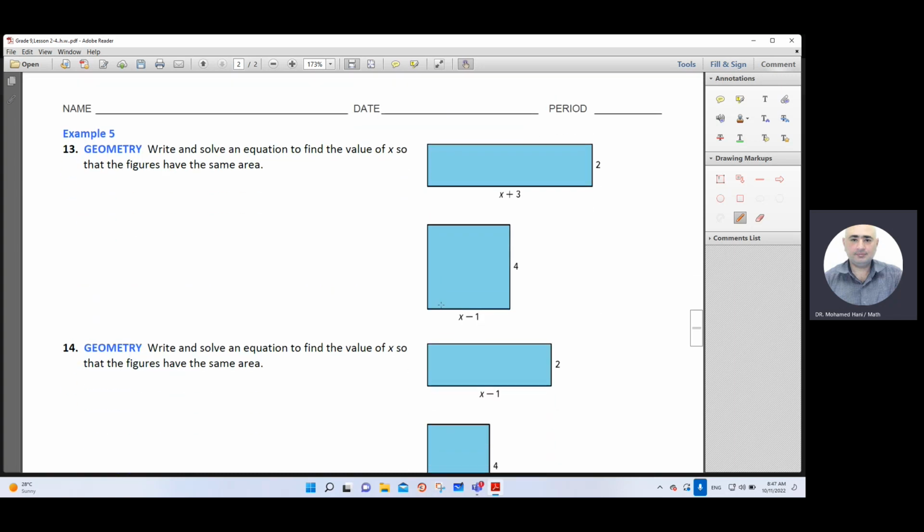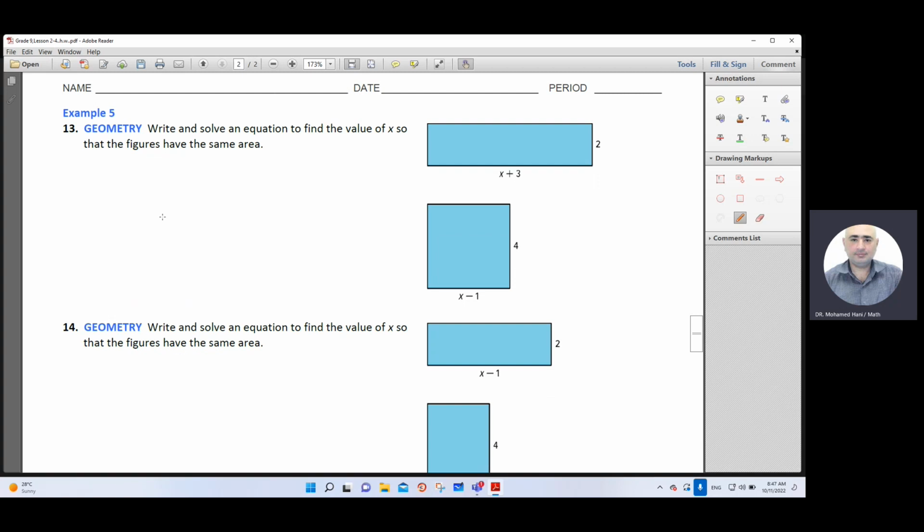And for number 13, I will solve it quickly because here the same ideas, 13, 14, 15, the same ideas. As you see, you have two rectangles here, have the same area. What is the area of the rectangle? Length times width. So the first rectangle, we can write 2 multiplied by x plus 3. And in the second rectangle, 4 times x minus 1.